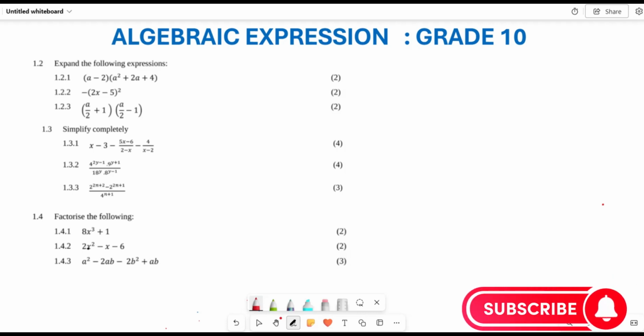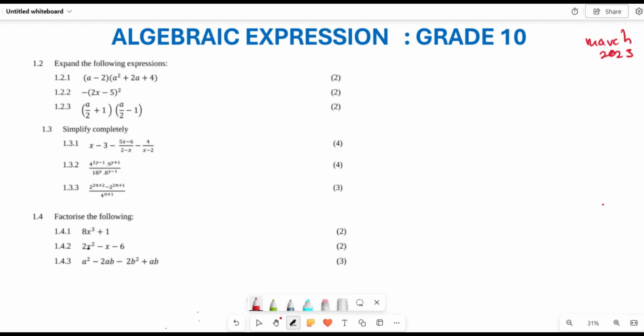So this was a March paper, 2023, from the Limpopo province, right? Okay. Now they want us to expand the following expression, right? Looking just at the first expression, what is it that you are given? You are given (a minus 2) into bracket a squared plus 2a plus 4, right?